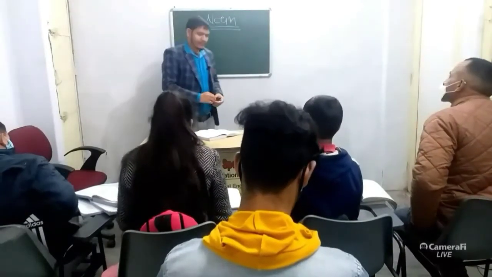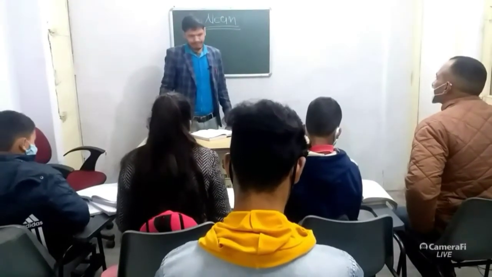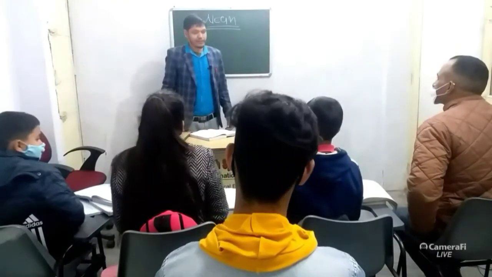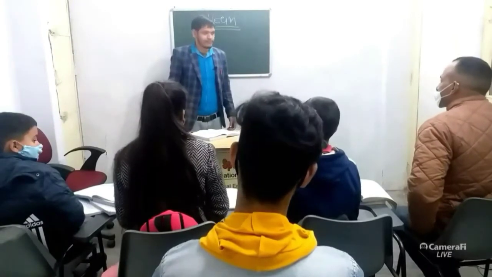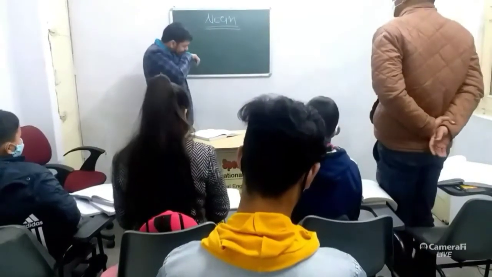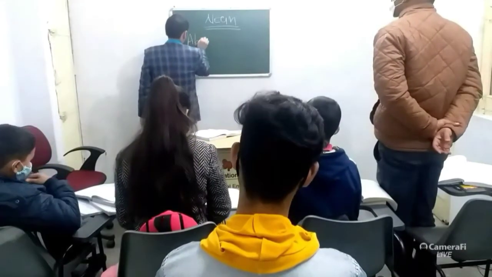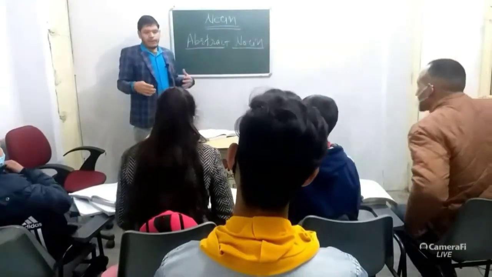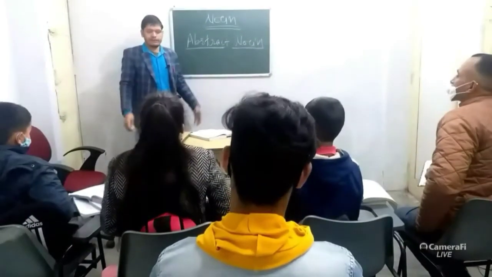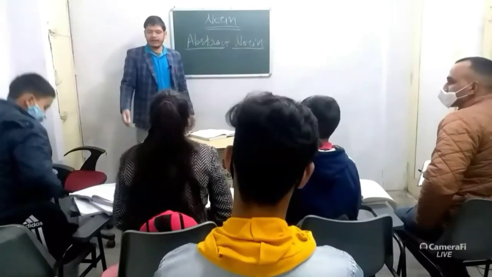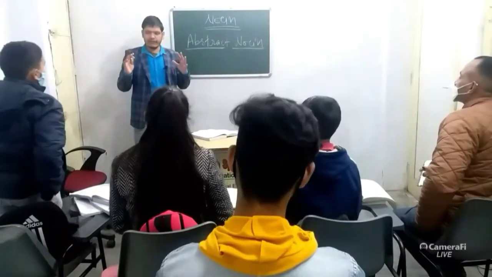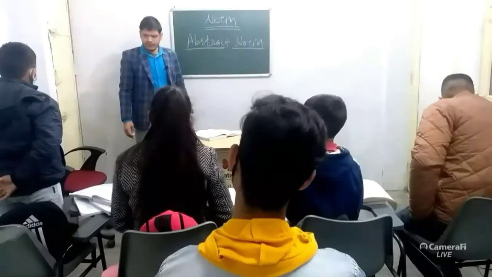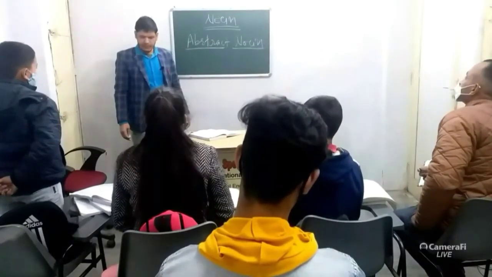Next is abstract noun. What is next? Abstract noun. Who will tell the definition? Abstract noun is a name used for an action, state, or quality. Sit down. Yeah, Naman. Slowly and loudly. What is abstract noun? Abstract noun is a word used for action, state, or quality. Okay, sit down.